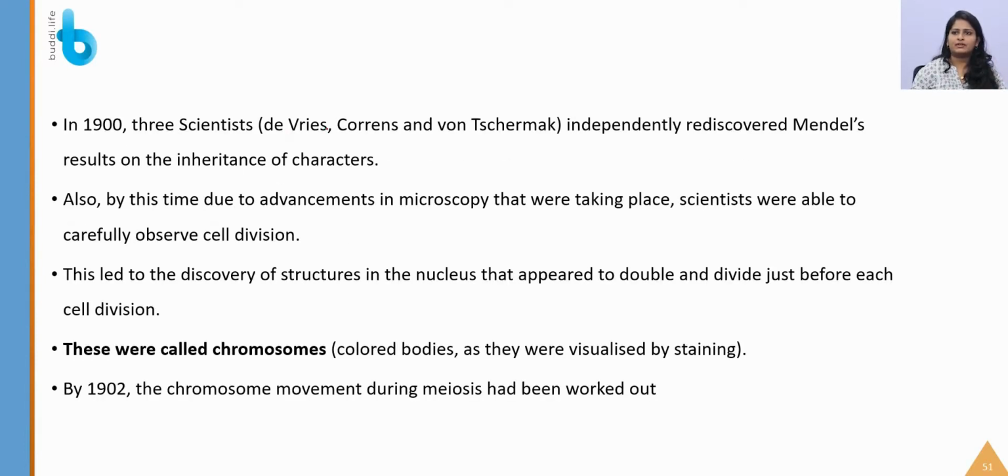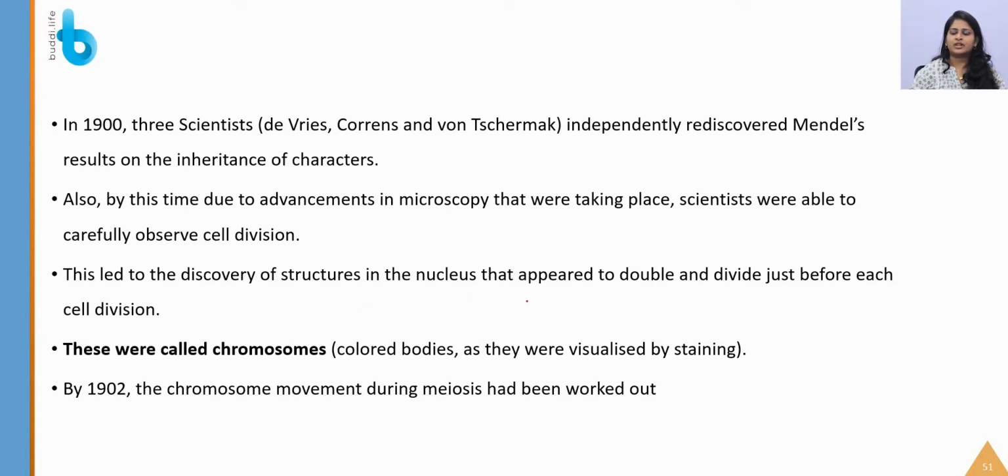So three people, Hugo de Vries, Correns and von Tschermak, independently rediscovered Mendel's results on the inheritance of characters. By this time, that is in 1900, due to advancements in microscopy, scientists were able to observe cell division carefully, and how the chromosomes are being separated.